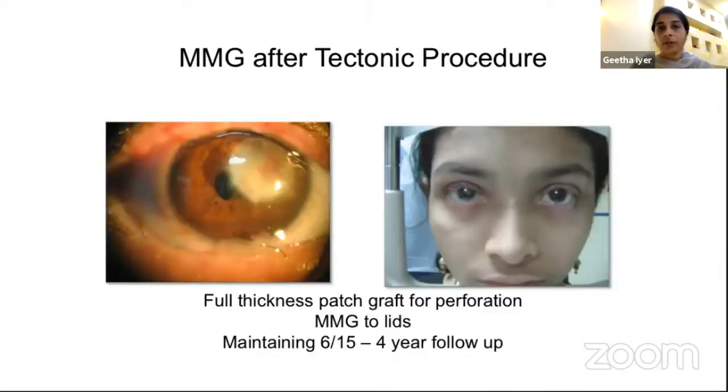When you perform a tectonic procedure for, say, a corneal perforation in these eyes, which has occurred because of the LMK, it is extremely important to do a mucous membrane grafting to address the primary cause, that is the lid margin keratinization, after you have performed the tectonic procedure. And it's important to stabilize the surface in these eyes so that you do not have a repeat of the same complication.